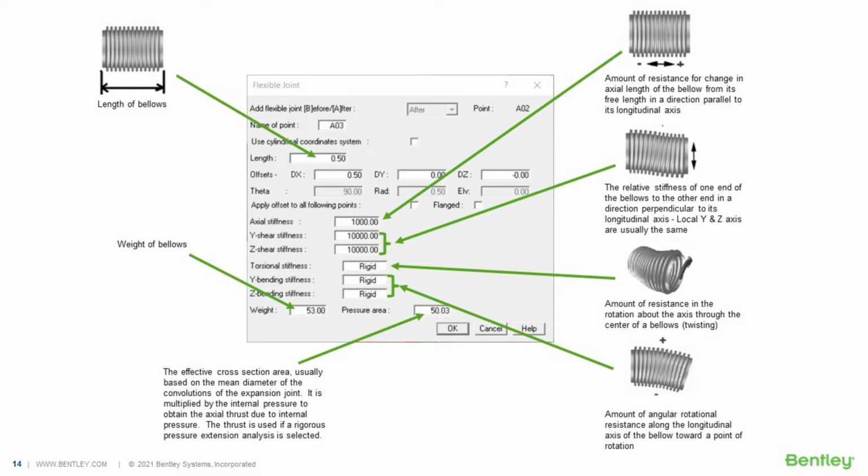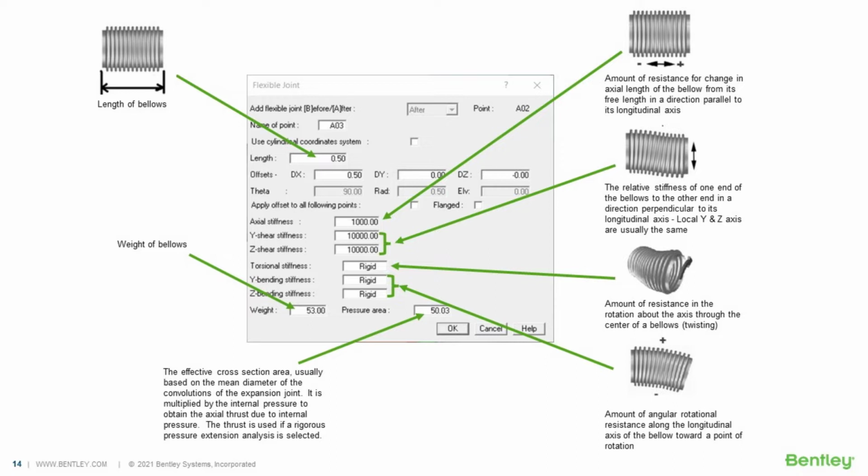So don't use any overall assembly values. If you have assembly values, you need to contact the manufacturer for the individual bellows information to plug that in correctly. So we need to plug in the length of the bellows. The axial stiffness is the amount of resistance for change in the axial length of the bellow from its free length in a direction parallel to its longitudinal axis.